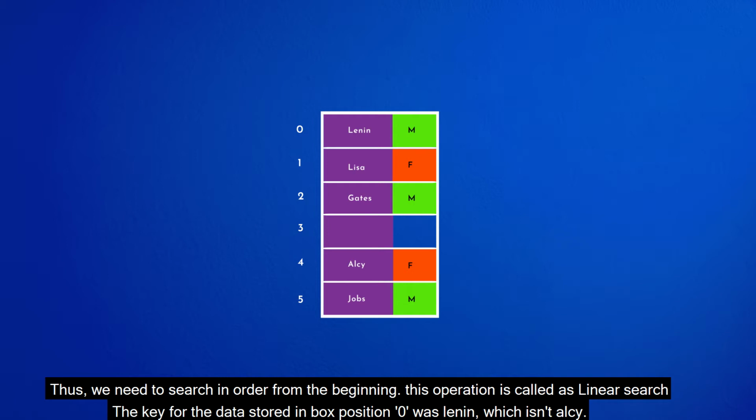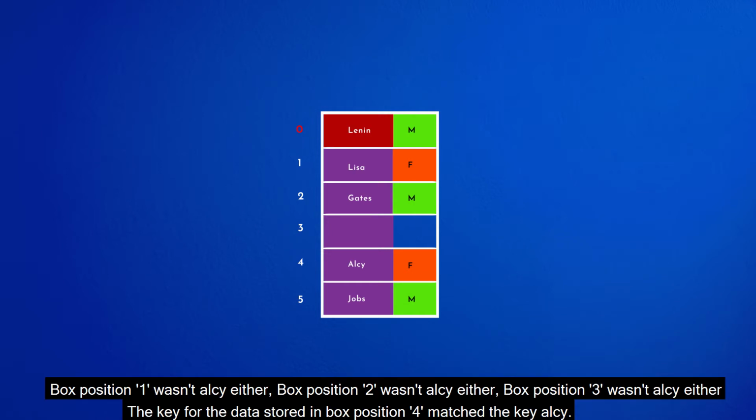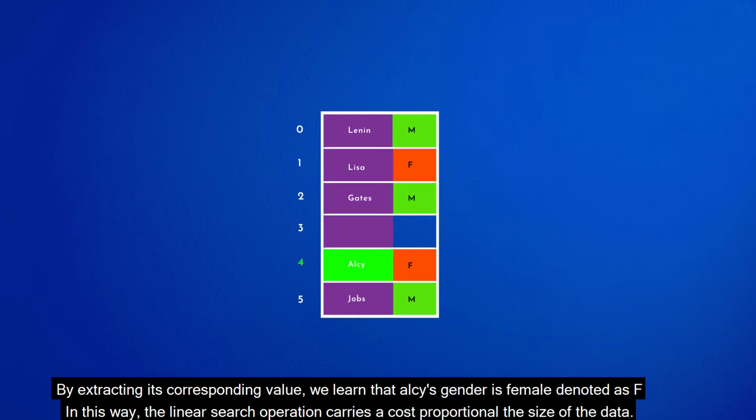The key for the data stored in box position 0 was Lennon, which isn't Elsie. Box position 1 wasn't Elsie either. Box position 2 wasn't Elsie either. Box position 3 wasn't Elsie either. The key for the data stored in box position 4 matched the key Elsie. By extracting its corresponding value, we learn that Elsie's gender is female, denoted as F.